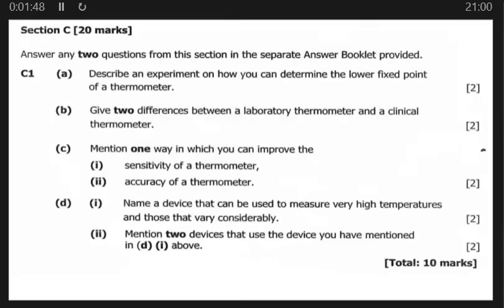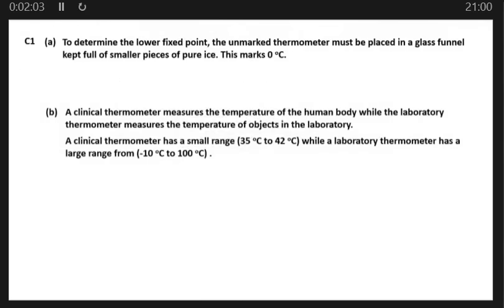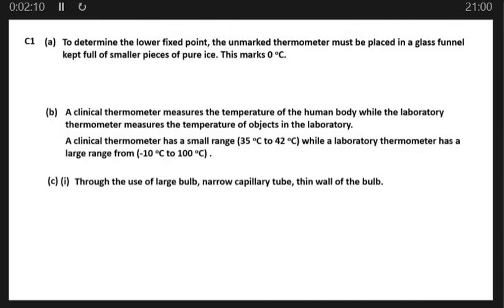Let's go to question C. It says, mention one way in which you can improve one, the sensitivity of a thermometer, two, the accuracy of a thermometer. Let's start with sensitivity. We can improve the sensitivity of the thermometer through the use of a large bulb, a narrow capillary tube, and a thin wall of the bulb.